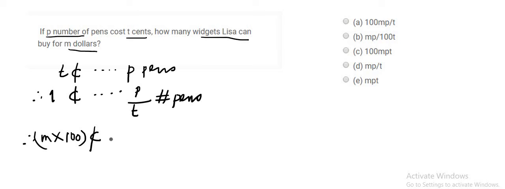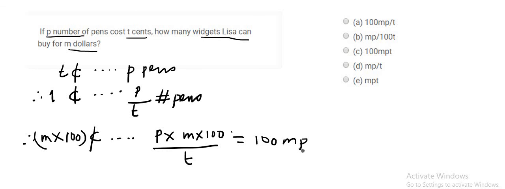So 100 M cents, for that we can buy P times M times 100 divided by T number of pens. So our answer would be 100 MP by T, which is the first option. So by using the unitary method we can solve lots of these arithmetic problems very easily.